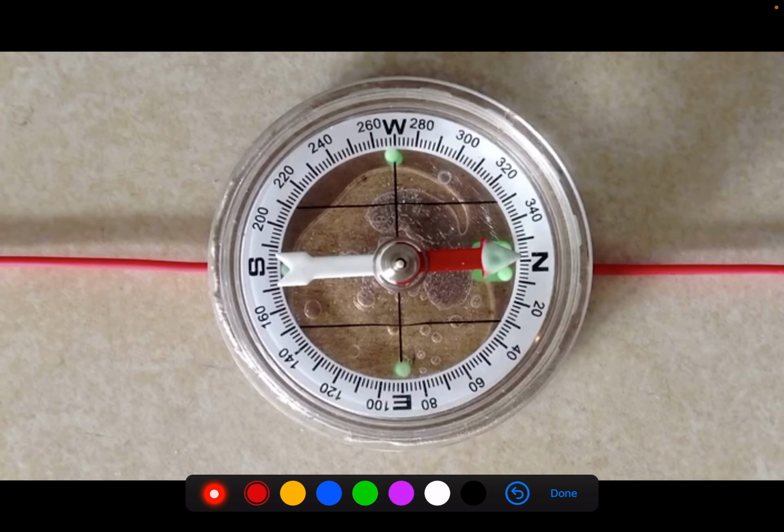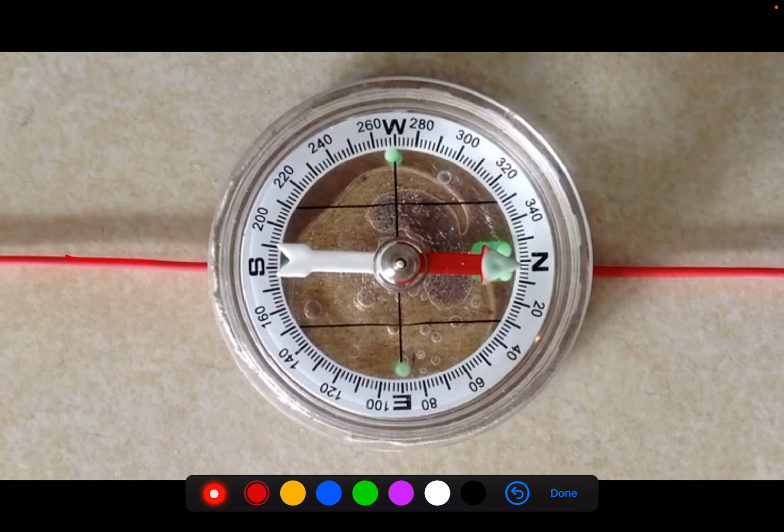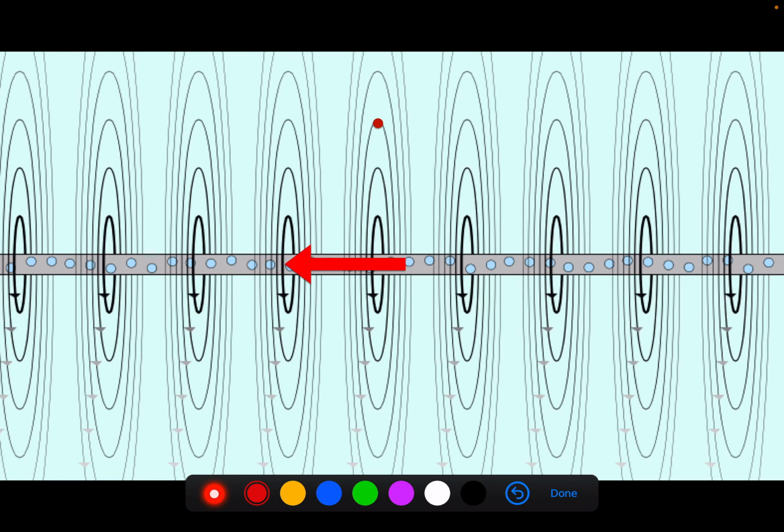So here's our compass on top of a wire when there is no current flowing through the wire. And you can see the compass pointing north just like it's supposed to. But when you turn on the electricity, and electricity flows through the wire, all of a sudden, we see that our compass needle deflects, meaning that our wire is creating a magnetic field. As soon as you turn off the current, the magnetic field disappears.